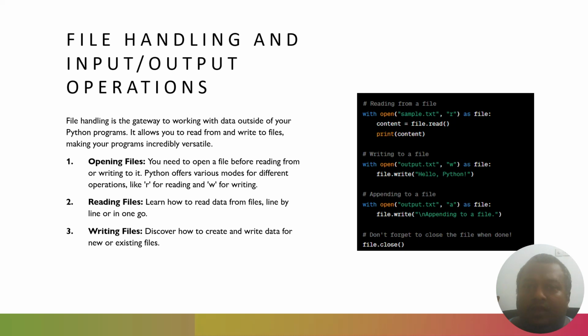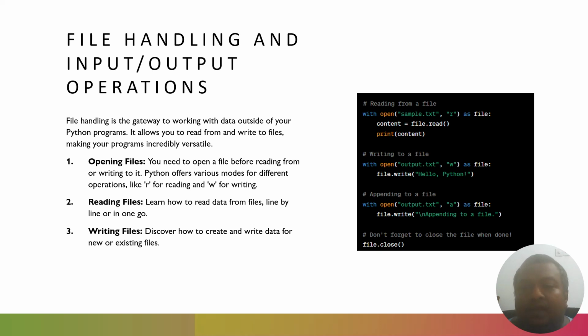Here, we learn three operations. First one is opening files. You need to open a file before reading from or writing to it. Python offers various modes for different operations, like R for reading, W for writing. The second operation is reading files. Learn how to read data from files line by line or in one go. The third one is writing files. Discover how to create a file and write data for new or existing files.